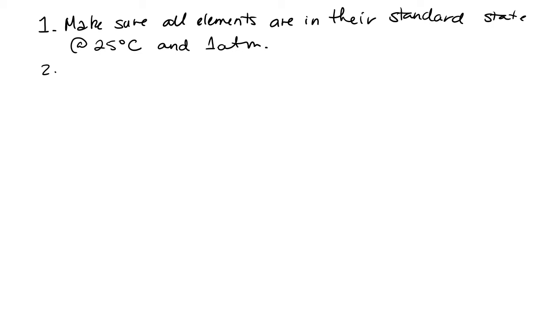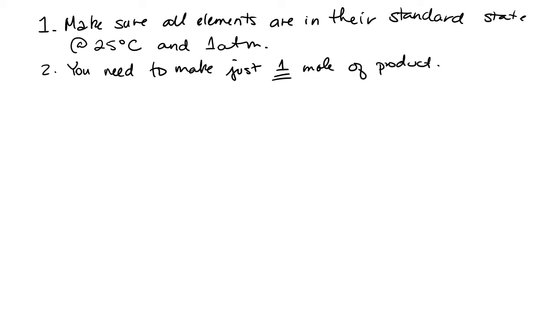Step 2, you need to make just 1 mole of product. You cannot be making more than 1. This means you may need fractions. So what does that mean? If I want to make phosphorus trichloride, for example, I'm going to give you a hard example first, then I'm going to do an easier one.